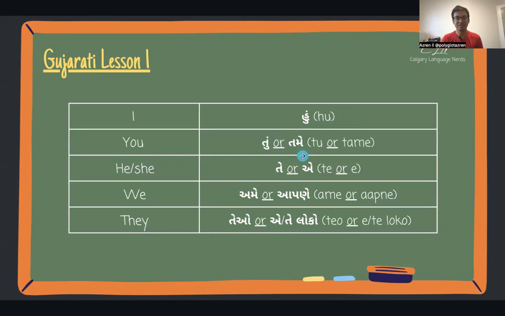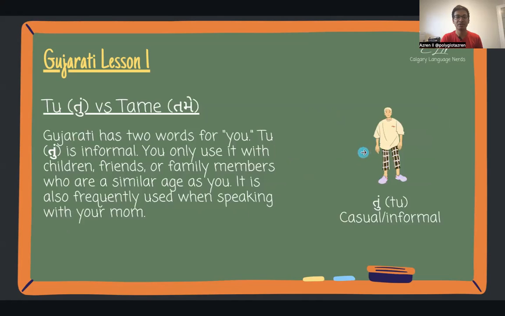Tu and tame, there is something worth talking about because, well, we don't have a tu and tame distinction in English. Tu is a casual or informal word for you. You essentially are going to use it with children, friends, or family members who are a similar age as you. You also might use it with your mom. It depends on the family, depends on the person. Some people use tu with their mom, some people might use tame. So again, tu is casual or informal. It means you, and mostly you're going to use it with children, friends, or family members who are a similar age as you, and possibly with your mom.